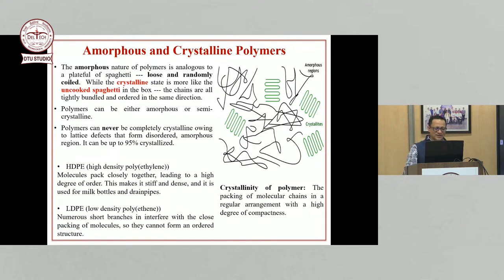High density polyethylene molecules pack closely together, leading to a high degree of order. This makes it stiff and dense, and it's used for things like milk bottles. In low density polyethylene, numerous short branches interfere with the close packing of molecules, so they cannot form an ordered structure. Right? Low density, high density. You can think about it a little bit.